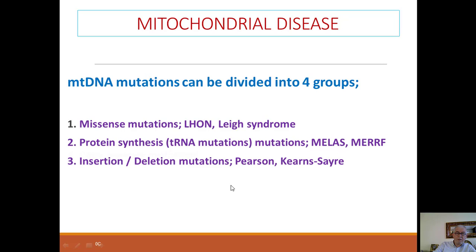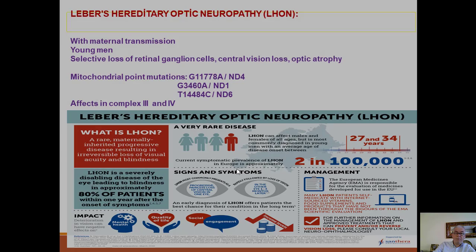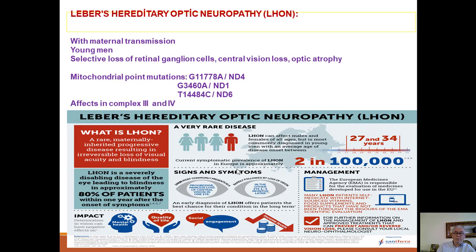One is missense mutation, protein synthesis mutation, insertion and deletion mutations, and copy number mutation. Also, I want to give information about these problems, mitochondrial genetic problems. First is Leber's hereditary optic neuropathy. With these problems, with maternal transmission, met as young man, and selective loss of retinal ganglion cells and central vision loss, and at the end of the last stage, we can see optic atrophy.